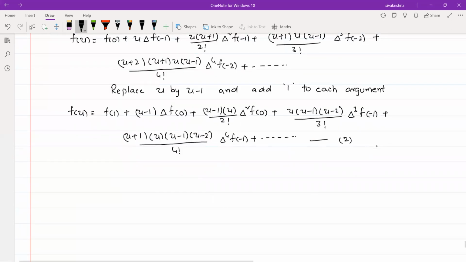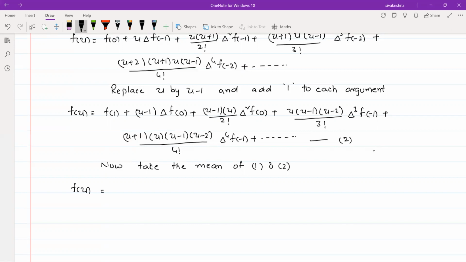Okay, so now take the mean of equation 1 and equation 2. We already discussed that the mean of a and b can be written as a plus b by 2. Okay, so coming to equation 1 and equation 2, on LHS we have f of u and f of u. Whenever we consider the mean of f of u and f of u, we get f of u. Okay, f of u plus f of u by 2 gives f of u. So that f of u is equal to.